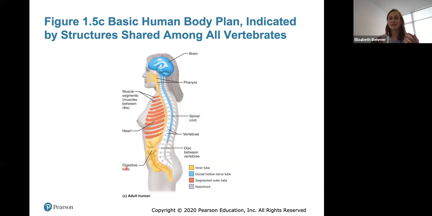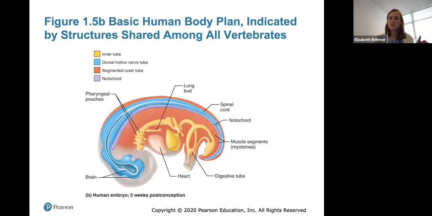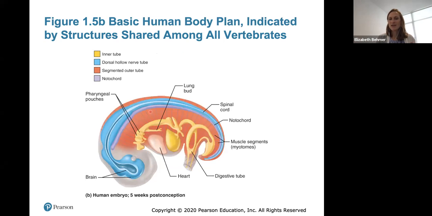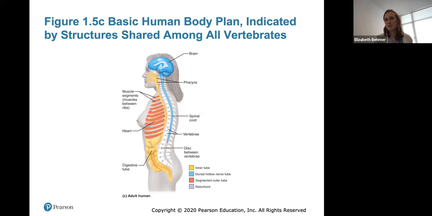Then here's a look at the basic human body plan in the adult human. And you can see going from the human embryo to the human how these structures start to form. The inner tube, the digestive tract in yellow, the muscle segments, muscles between the ribs with the heart in between them, the spinal cord, the vertebrae. So you can see how we get from an embryo with these body plans to the adult human.